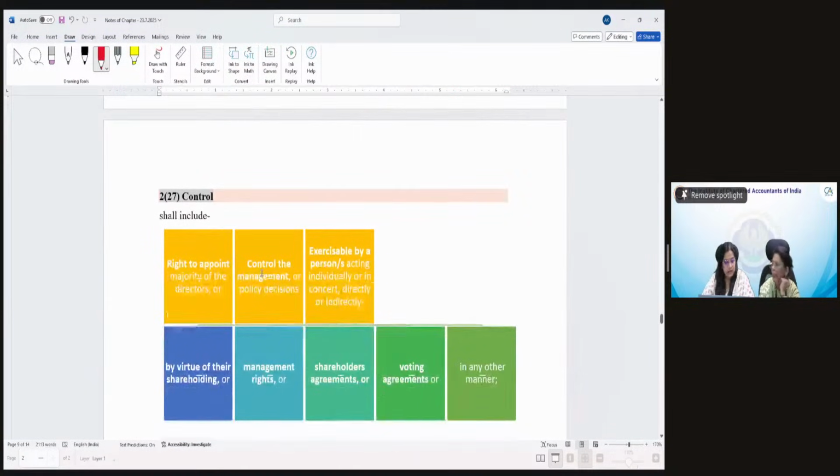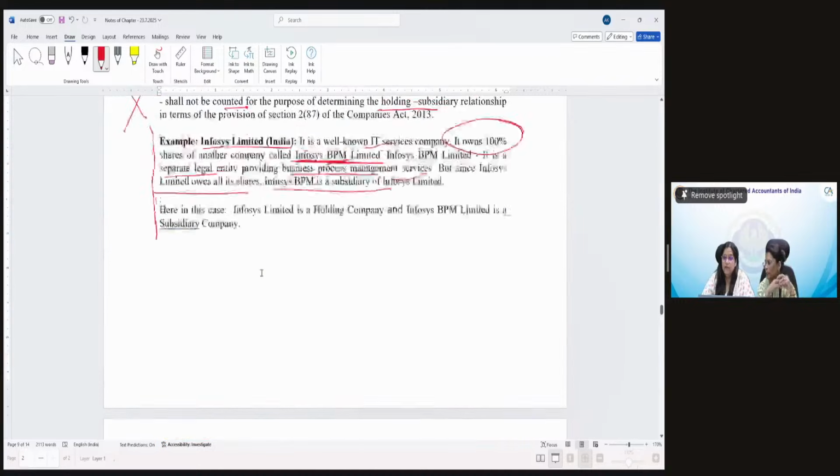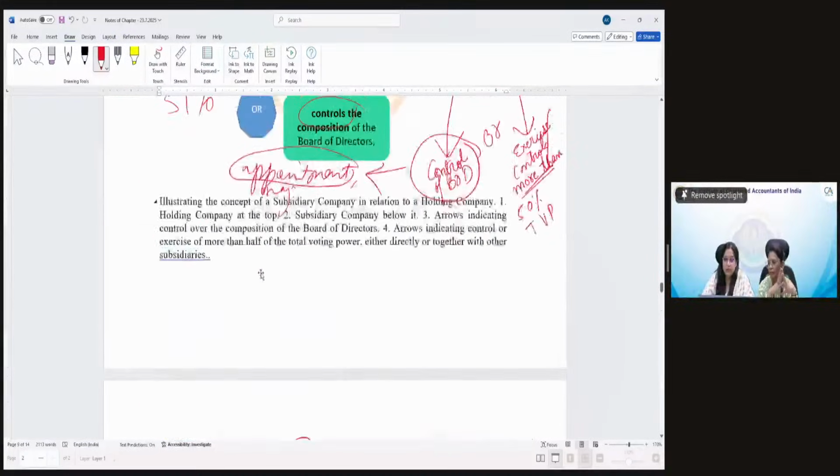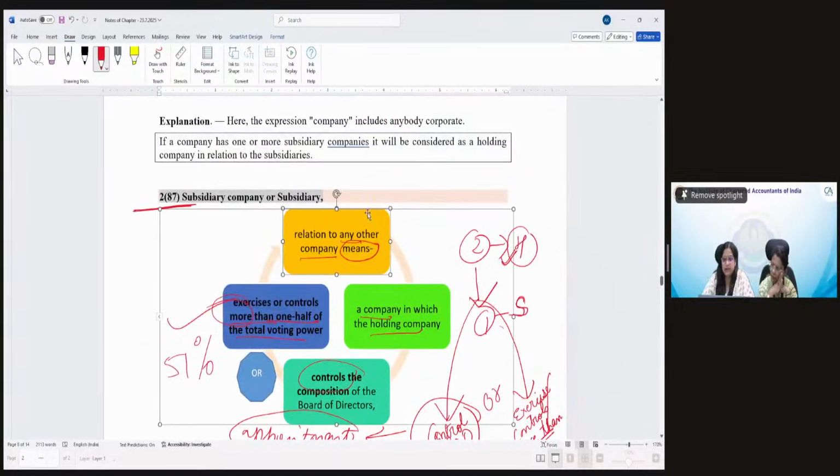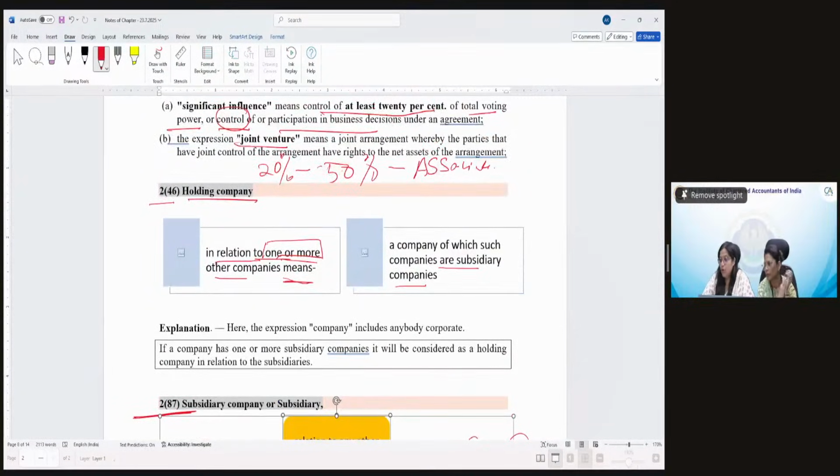Students, if there are any queries, we can take them up and wind up the session. We will take up this holding subsidiary concept again in the next class. But I request you all to kindly read and then come, so you will be in a better position to understand. Any queries or all clear?